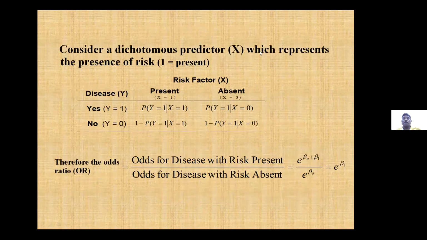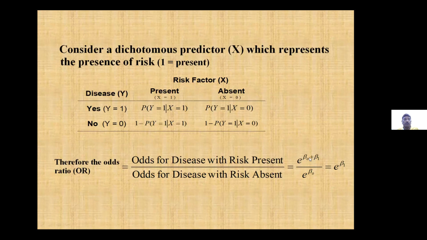So now consider a dichotomous predictor. Again, I'd like to show with a different example. This table is different. This is the risk factor and this is the disease, which means people are exposed. Everything is the same as in the previous slide, but this is different. The odds ratio is what? Odds of disease with risk present over odds of disease with risk absent. So this is the ratio, which is given in the previous slide.